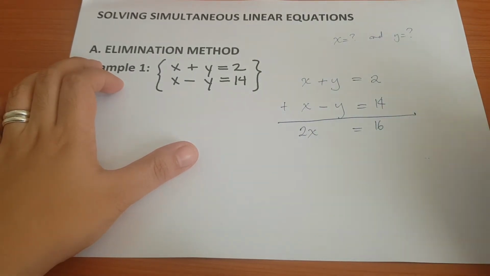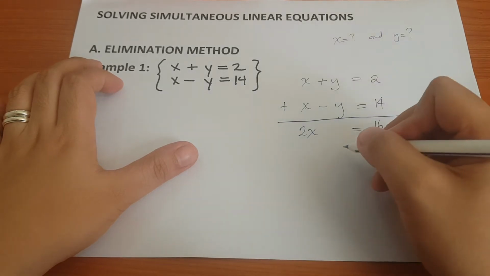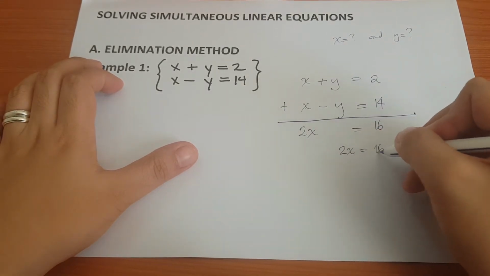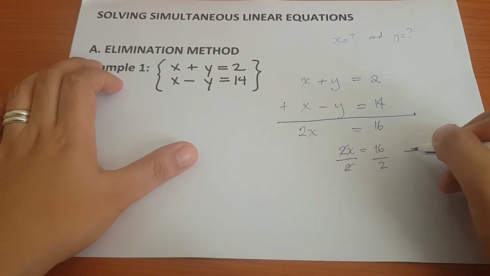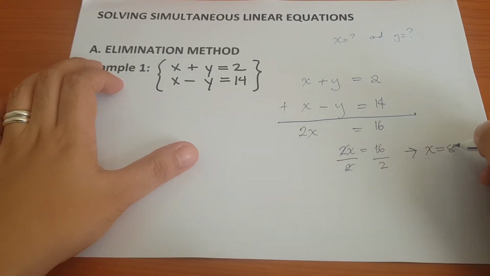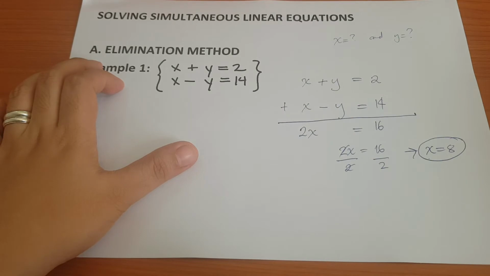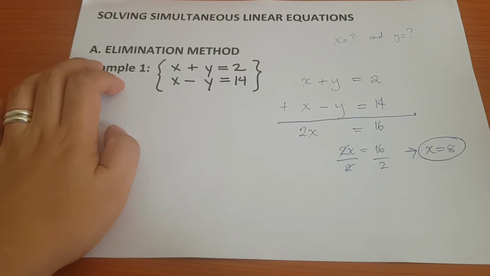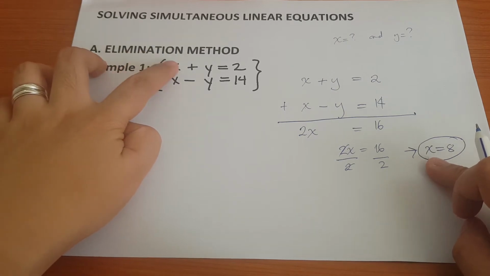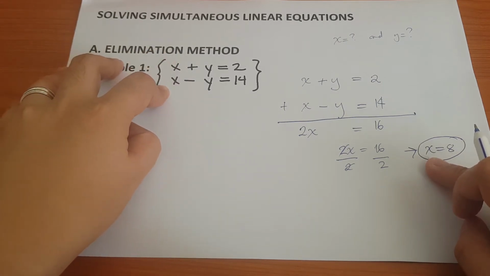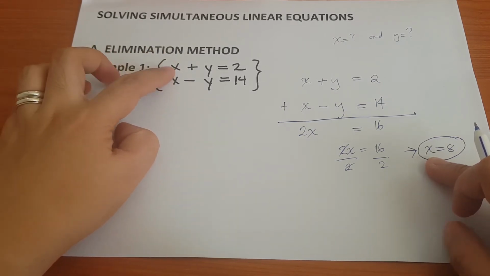So that means you can now solve for the value of x. 2x equals 16. You divide both sides by 2. So that means x is 8. So this is your value of x. Now, how are we going to solve for the value of y? Either you substitute this x into the first equation or the second equation. Either way, you will get the same answer.